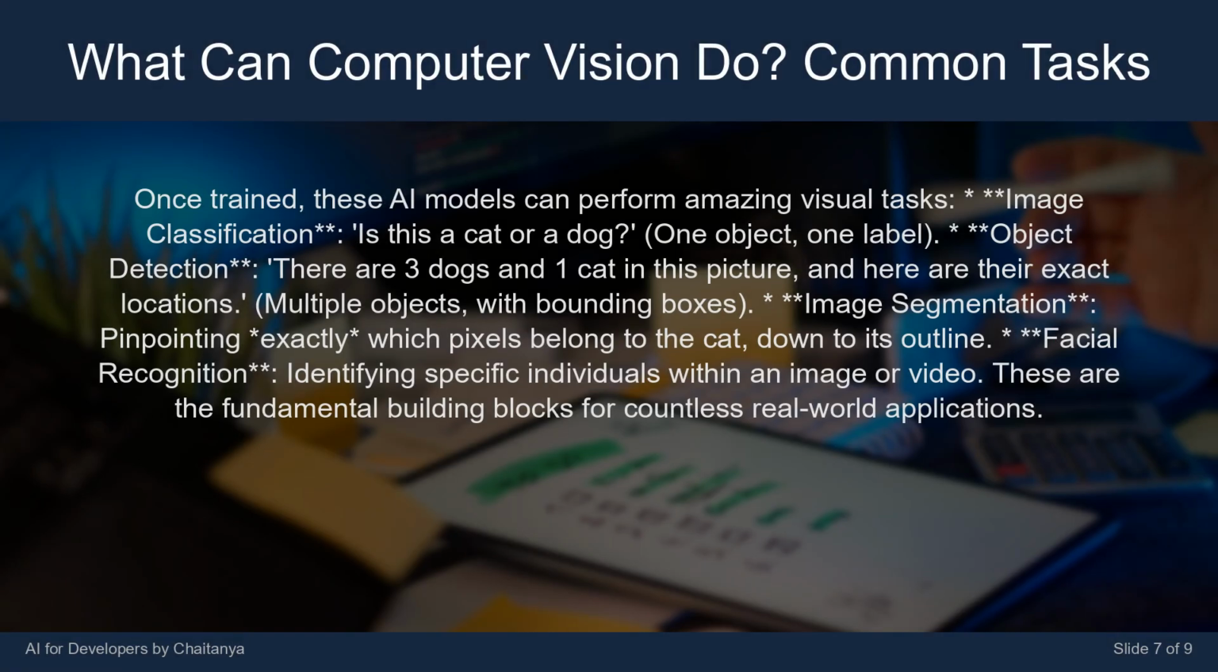Once trained, these AI models can perform amazing visual tasks. Image classification. Is this a cat or a dog? One object. One label. Object detection. There are 3 dogs and 1 cat in this picture, and here are their exact locations. Multiple objects, with bounding boxes. Image segmentation. Pinpointing exactly which pixels belong to the cat, down to its outline. Facial recognition. Identifying specific individuals within an image or video. These are the fundamental building blocks for countless real-world applications.